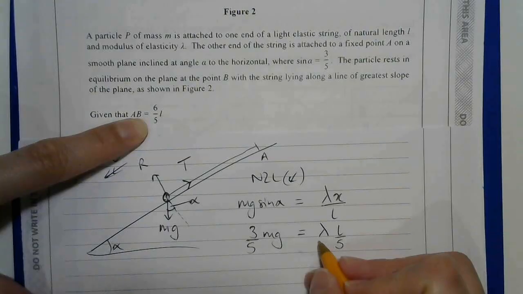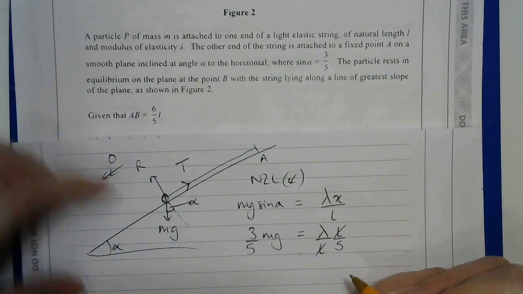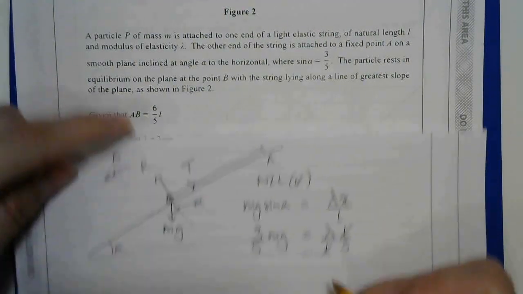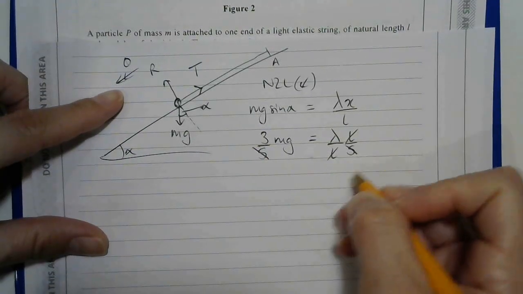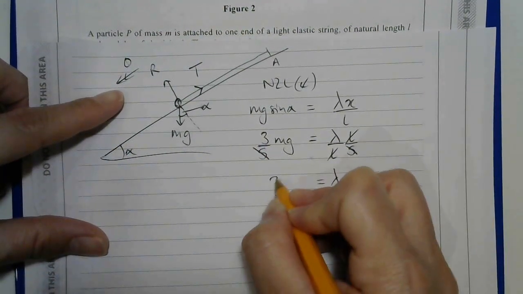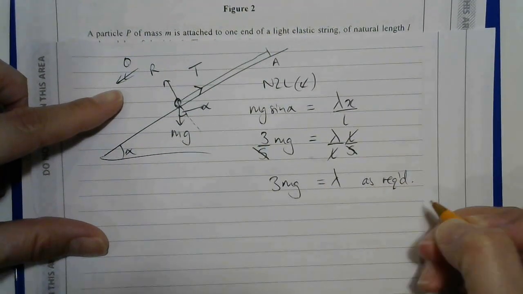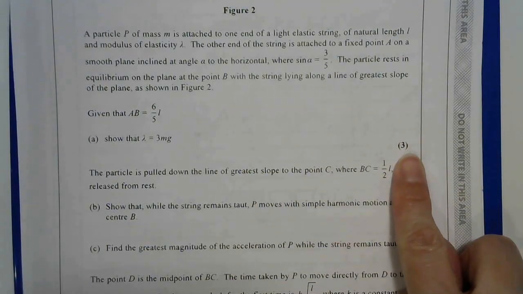And then divide by the natural length, which is L. So here these L's will cancel. And to get lambda, I just need to multiply both sides by 5, and so I get that lambda is 3 mg as required. Okay, so that part of the question is worth 3 marks.